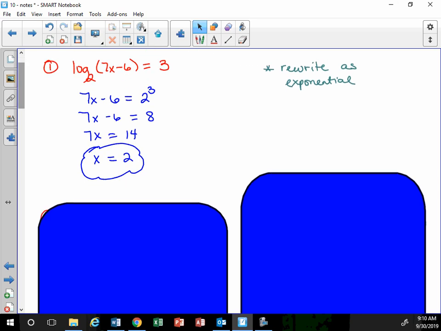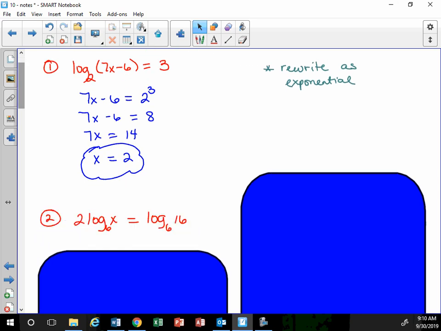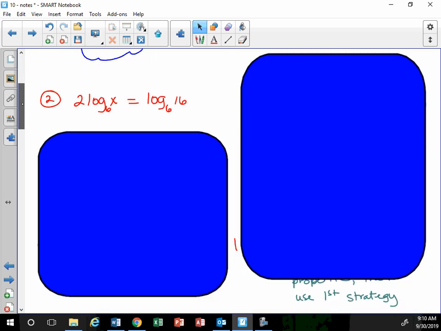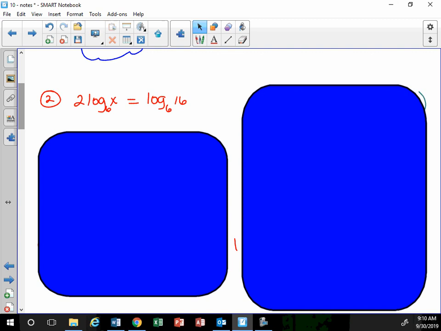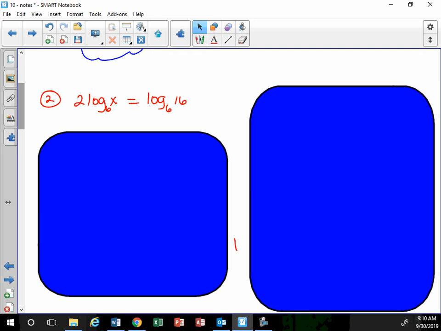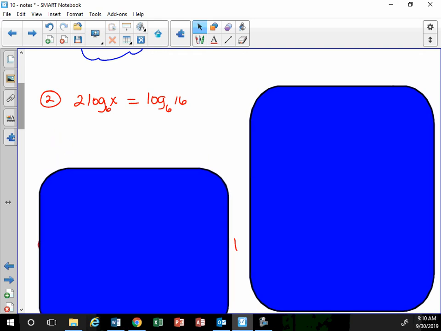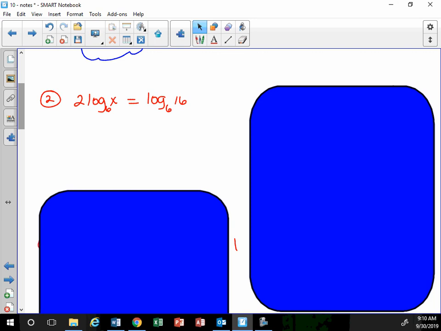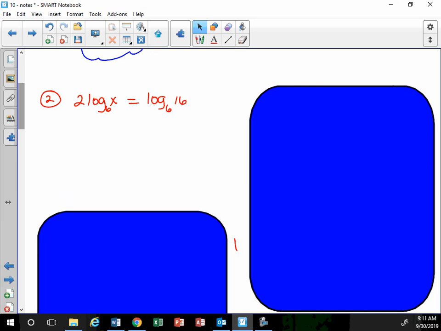Try again. Jot down number 2. So that's 2 times log base 6 of x equals log base 6 of 16.